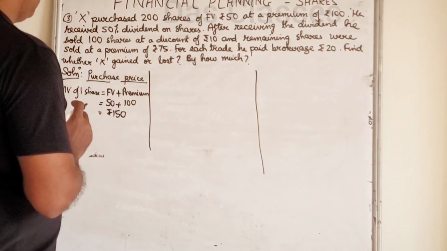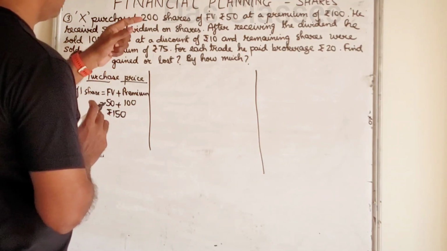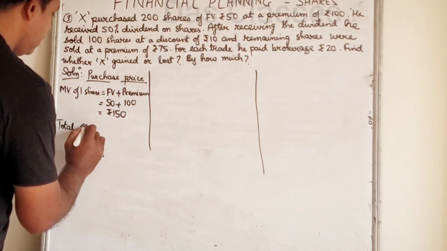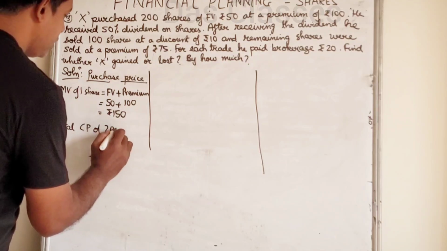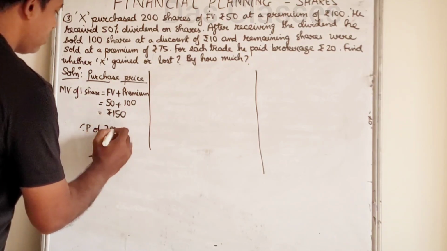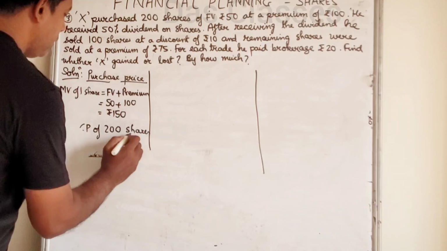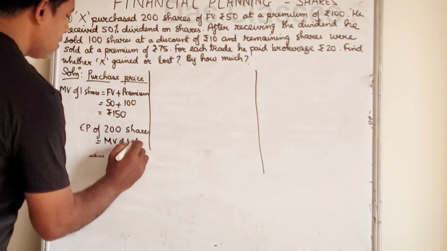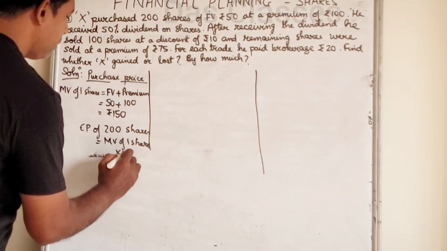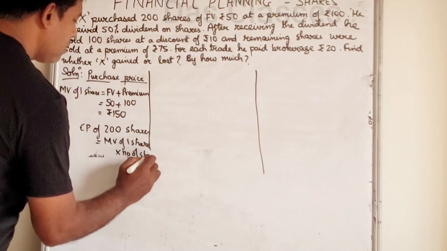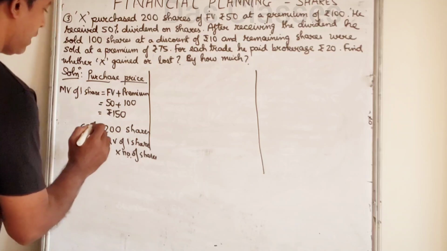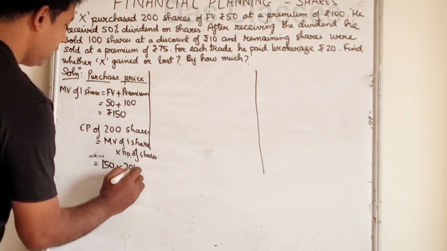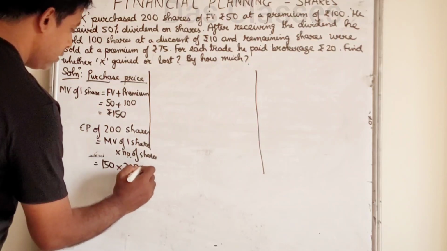Now how many did he purchase? He has purchased 200 shares. So first let's write down the cost price of 200 shares. That's going to be equal to the market value of one share multiplied by the number of shares. Here the market value of one share is 150 and the number of shares he has purchased is 200, that is 30,000 rupees.